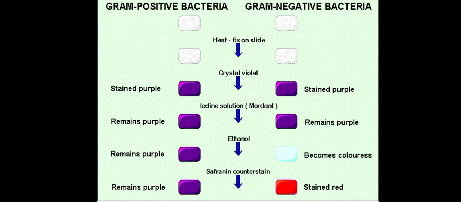So this way it is a Gram staining procedure, which is considered to be the differential staining procedure, on the basis of which we differentiate the bacteria into Gram positive and Gram negative bacteria.